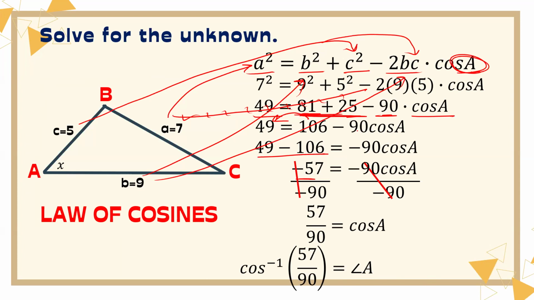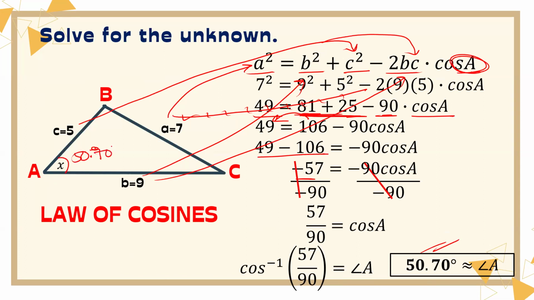What would be the value of angle A then? Everybody, please get your calculators. What's the inverse cosine of 57 over 90? What's the measure of angle A? Write in the comment section your answers. So you should have gotten angle A approximately 50.70 degrees. So this is approximately 50.70 degrees, right? So did you all get the correct answer?